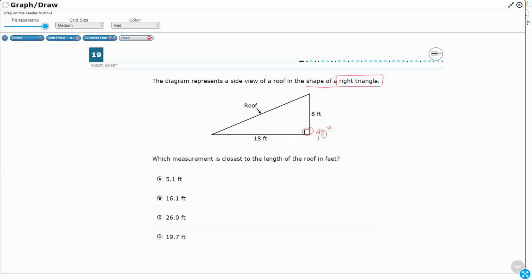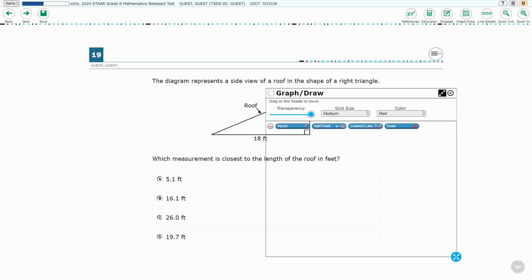Now, a lot of things happen when you have a triangle and there is a right angle or a 90-degree angle, because that puts into play several different theorems and ideas that we could use to calculate for missing side lengths. One of the ones that we want to use here is the Pythagorean Theorem.